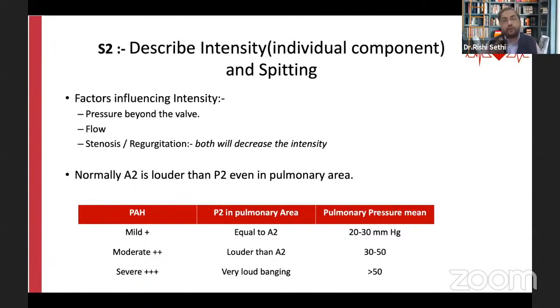here now you are hearing a splitting. That means you are hearing a P2 at the apex. Therefore, it's a loud P2. So if the P2 becomes equal to or louder than A2, then it's a loud P2. If you start hearing P2 in any other area except the pulmonary area, then also it is a loud P2.